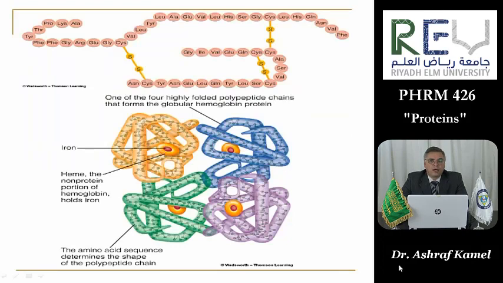This is the diagram of hemoglobin. Hemoglobin is formed of heme, which is formed of a pigment and an iron atom, and globin. Globin is a protein which is formed of a polypeptide chain.